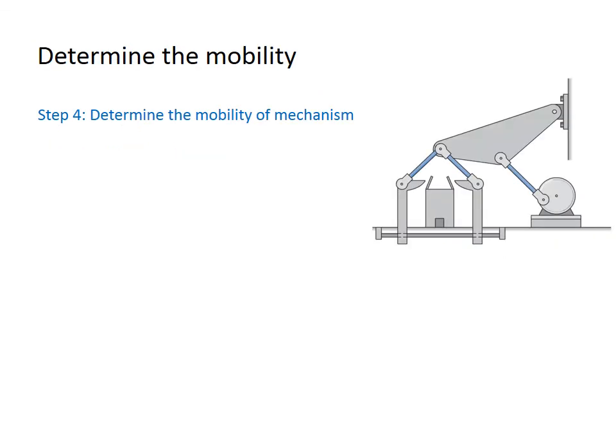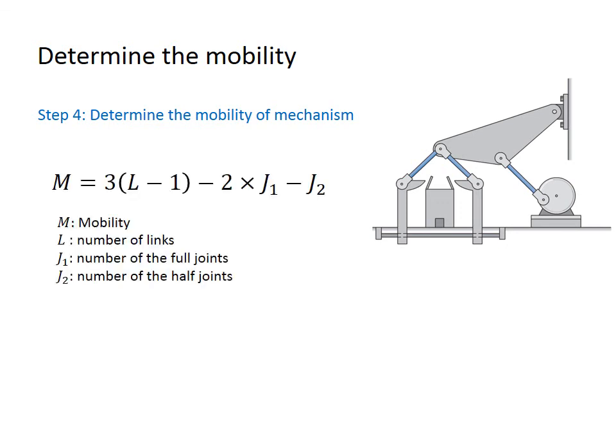The next step is to determine the mobility of the system. In order to determine the mobility of the mechanism, we use the Grubler formula. Since we have 8 links in this mechanism and 10 full joints, and we do not have any half joints, the mobility of this mechanism is 1. It means that we need only 1 input to control this mechanism, and usually for this mechanism it is a motor.